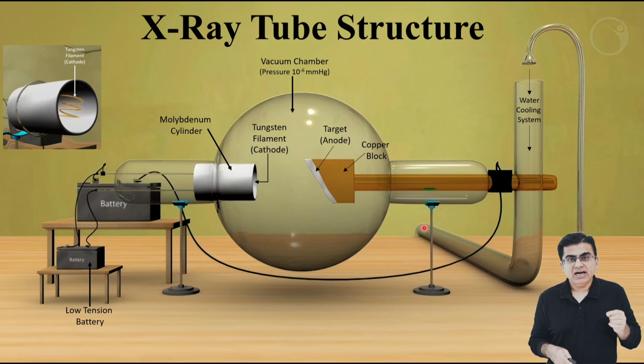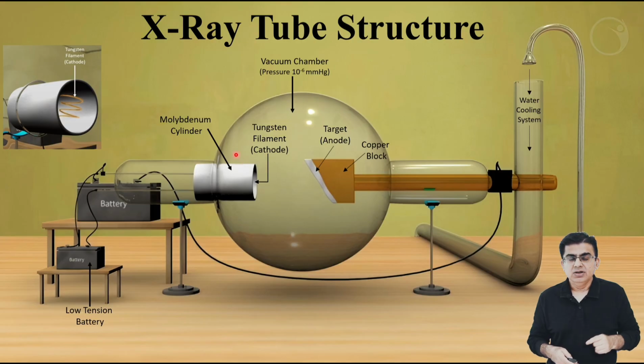Finally, notice the large electrical circuit connecting the cathode and the anode. This black thick wire. This provides the very high voltage needed to accelerate the electrons across the empty tube. So this is all about the entire setup of an X-ray tube and its various components. Now I'm going to show you how this X-ray tube functions to produce X-rays.